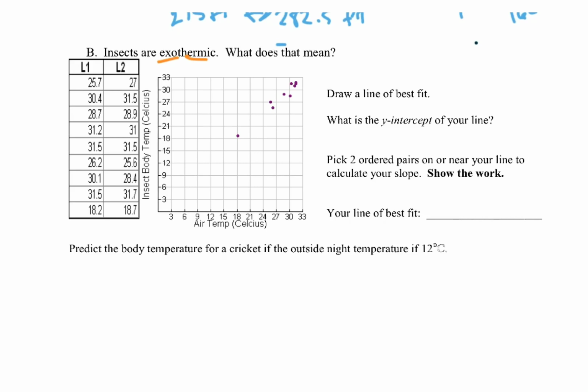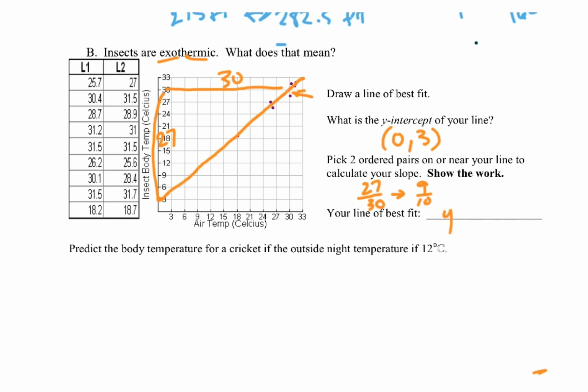Again, draw a line of best fit. And so if I look at this, I might go down something like that, okay? So my y-intercept looks like it's pretty much (0, 3). Then my slope, I've got that point right there, which I think I'd use, which we'd go up 27, 3 to 30, to the right, 30. So it'd be 27 over 30, which I could reduce to 9/10. So my equation would be y equals 9/10 times x plus 3.